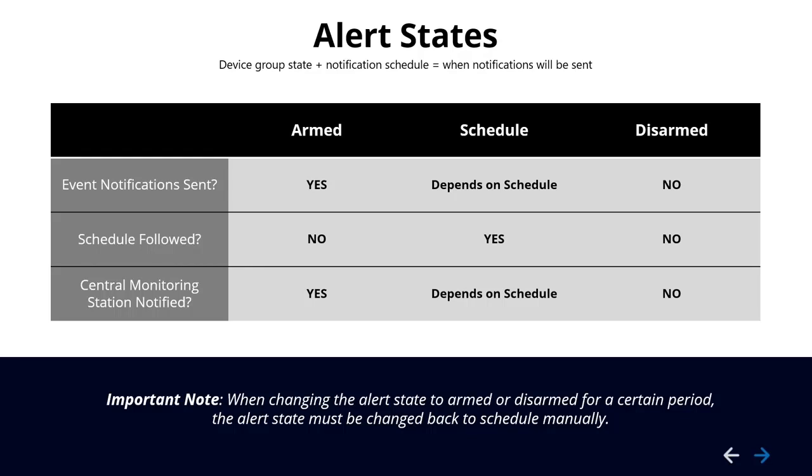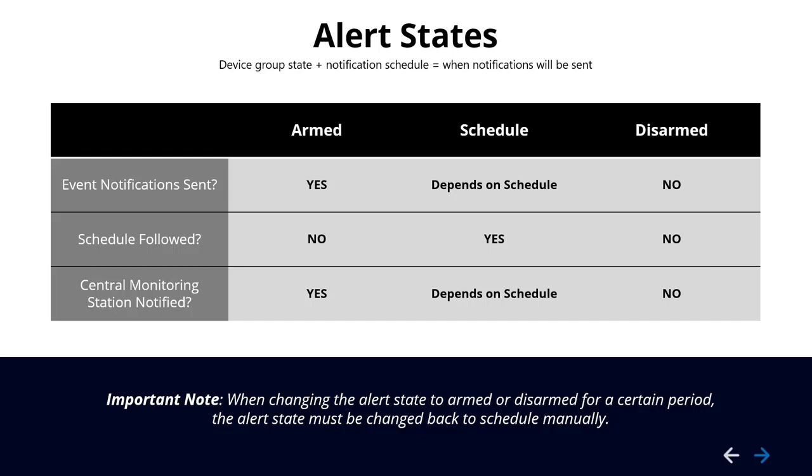There are 3 states a device group can be in. First is armed. In an armed state, notifications or alarms will be sent, ignoring the schedule that is set up in the notification. If the site utilizes a central monitoring station, then the monitoring agent will be notified of the event. Next is disarmed. In a disarmed state, notifications will not be sent, ignoring the schedule set up in the notification. If the site is utilizing a central monitoring station in this scenario, then the monitoring agent will not be notified of the event.